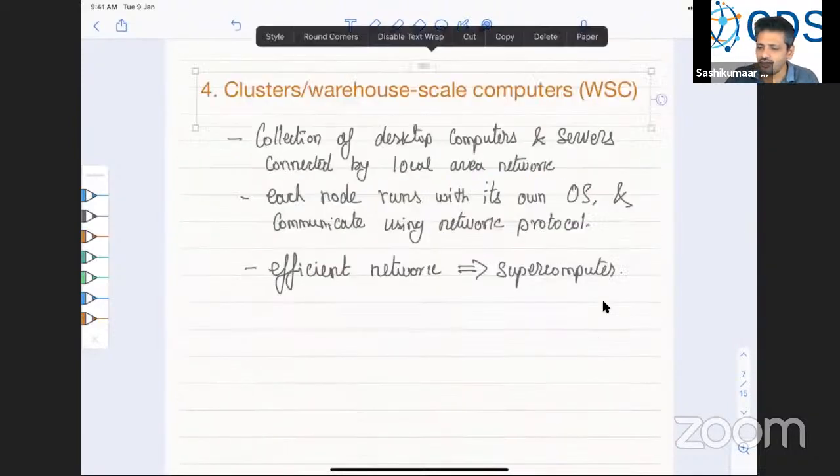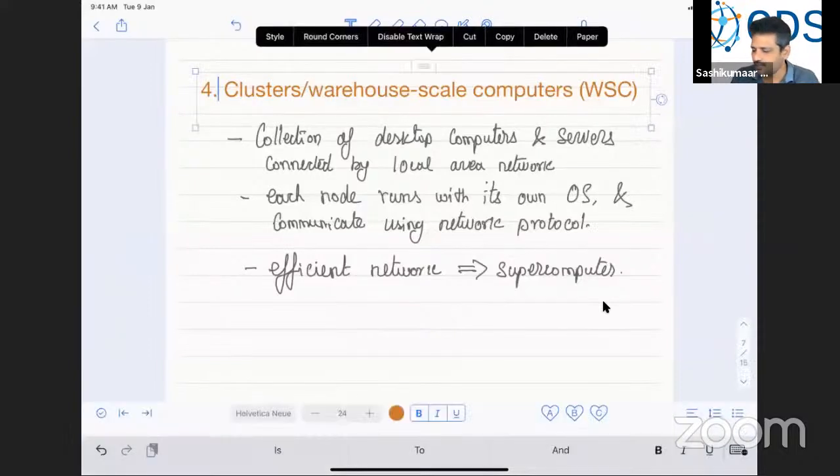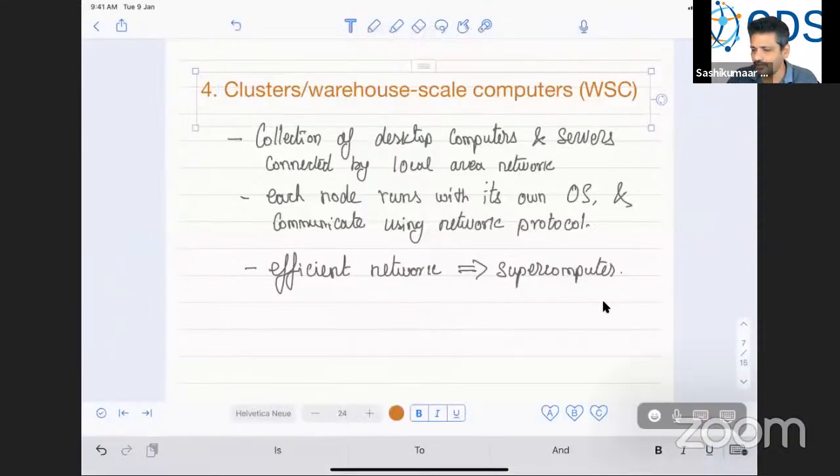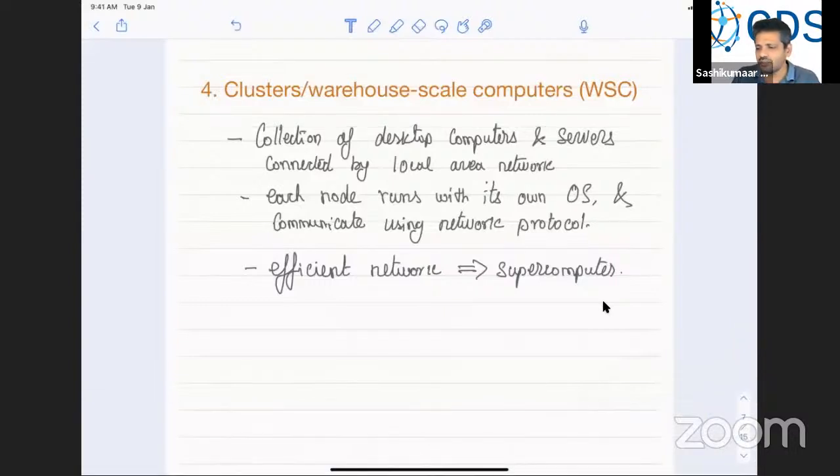I think this is the fifth one. Okay, I will correct it later. So the fifth one is about the clusters.